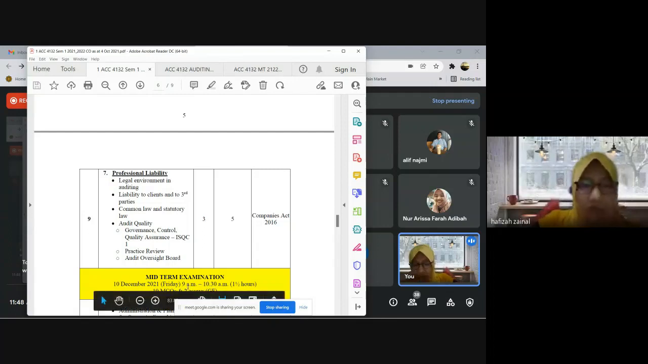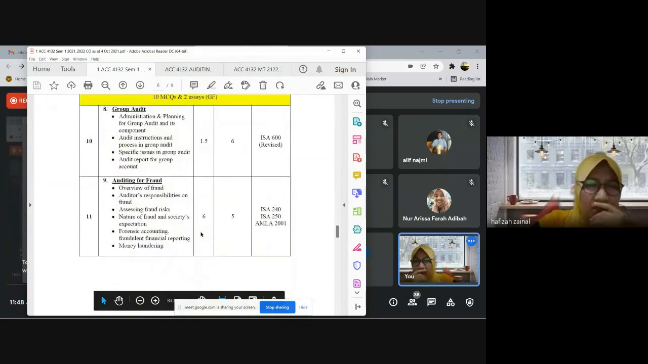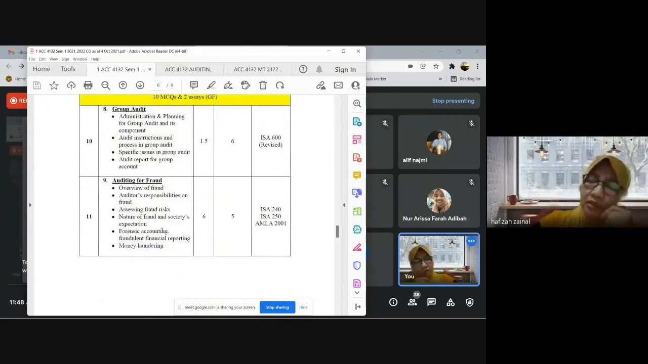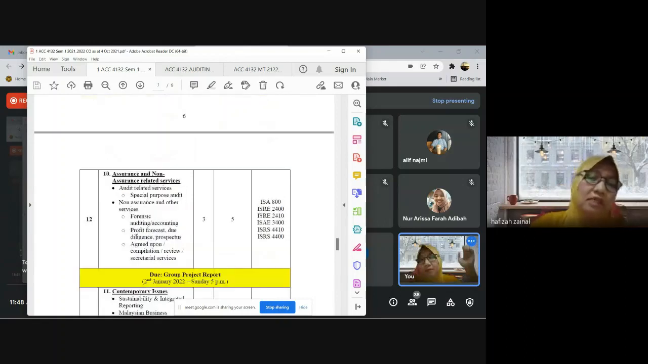Other than that, group audit, not so much. Fraud is very much related to the corporate governance we discussed just now, because the occurrence of fraud is always minimized through the presence of corporate governance. And last but not least is the topic of assurance and non-assurance services, whereby you must clearly know what is meant by the different types of services provided by the audit firm.